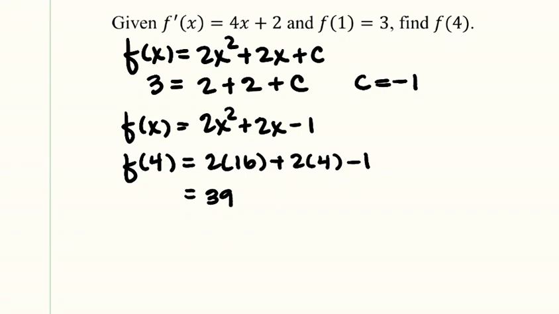Alright, there you go. I took the antiderivative, and the antiderivative of 4x is: I increase the power by 1 to get x squared and divide by the new power, so 4 divided by 2 is 2x squared. Then the antiderivative of 2 is 2x, and I'm not going to forget my plus c. Then I plug in 3 for f of x and 1 for x, and I conclude that c is negative 1. Then when I plug in 4, I get f of 4 equals 39.